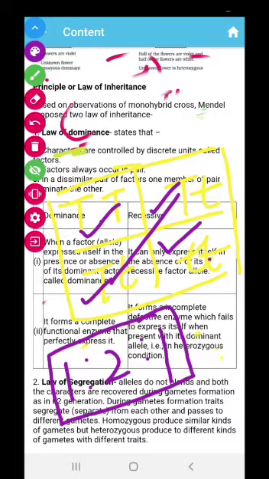Next we are going to start some other things, the deviations from the laws of Mendel. There are certain exceptions also. There are certain plants which do not follow the law of dominance and the law of segregation, that means the Mendelian laws. So we are going to read those things in the next session.